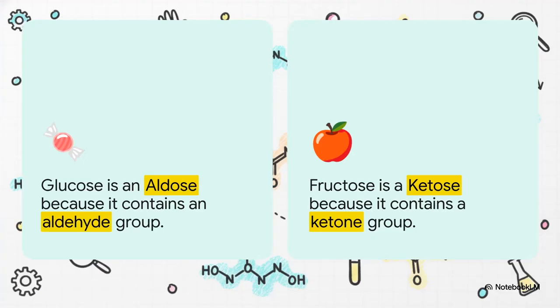So on one side, we've got glucose. It's known as an aldose. Why? Because it contains something called an aldehyde group. Then on the other side, you have fructose. It's a ketose because it has a ketone group. These two little groups, that's where all the magic happens.